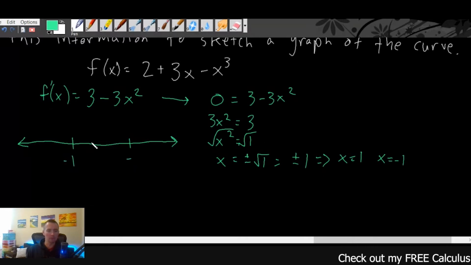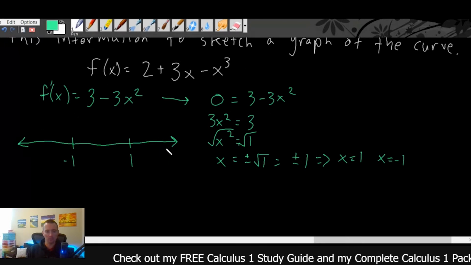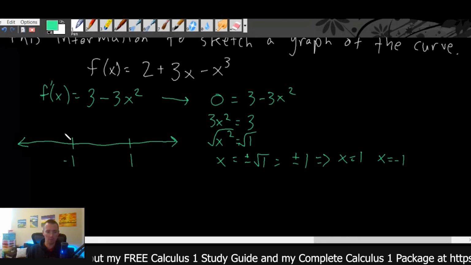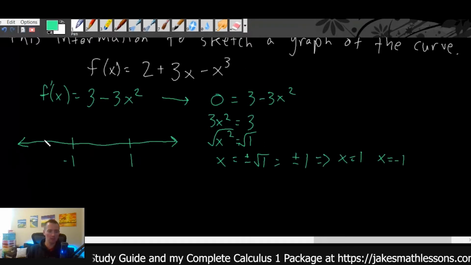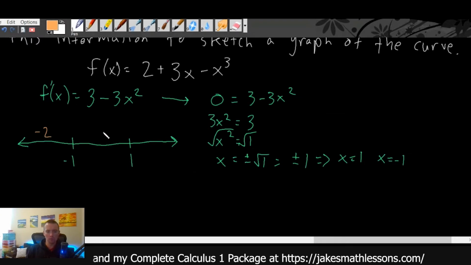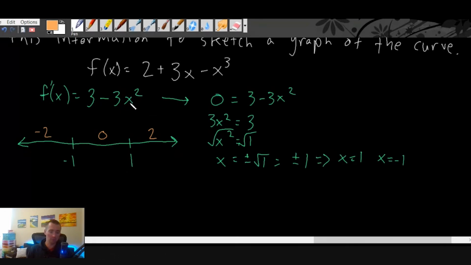But again, with the first derivative test, we're just going to draw our number line, put our critical numbers on there, and plug in some number that's in each of these 3 intervals. We split our number line up into 3 parts basically by having these 2 critical numbers here. So we'll plug in, let's say, -2, 0, and +2. So if we plug in -2 into our derivative, we're going to get 3 minus 3 times -2 squared, which is 4, so 3 minus 12.